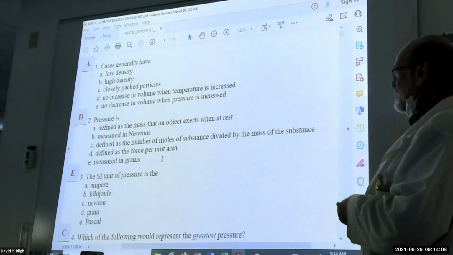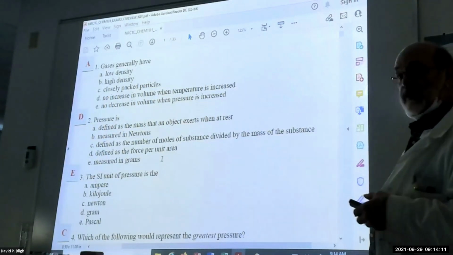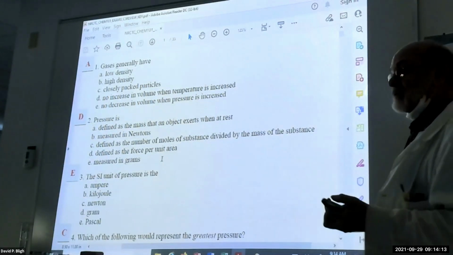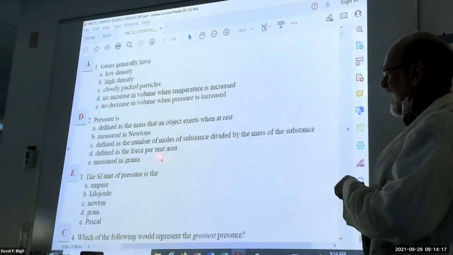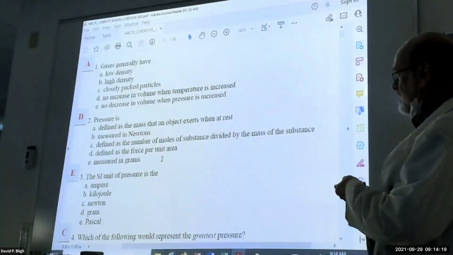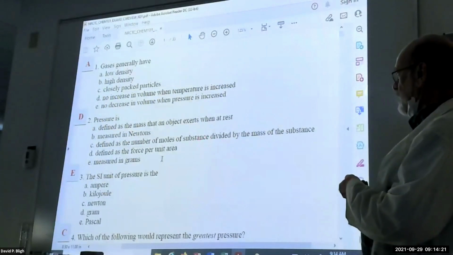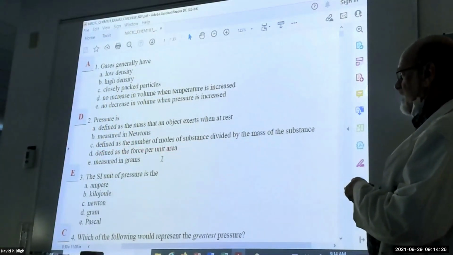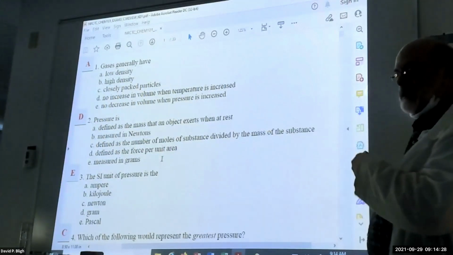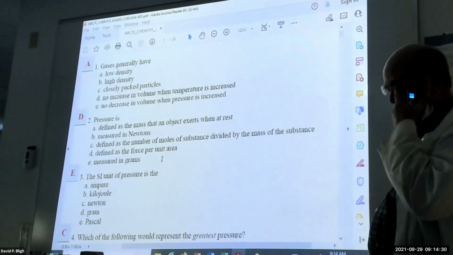Right? Pressure is an intensive property. In other words, it doesn't change with size. So this is size. This is part of the size. Defined as the number of moles, well, we can throw that one out. Defined as the force per unit area. There we go. So pressure is force per unit area by definition.